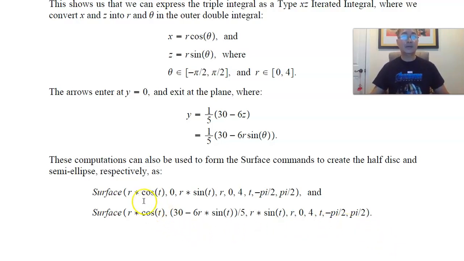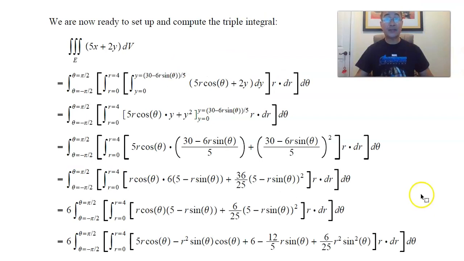You can also recreate it on your own and change the colors. Okay, so fasten your seat belts. This is going to be a little bit more complicated than our first example. So we have 5x plus 2y as our integrand rather. Okay, and we have theta and r as usual on the outside, minus pi over 2 to pi over 2, 0 to 4. Don't forget the extra r over there.